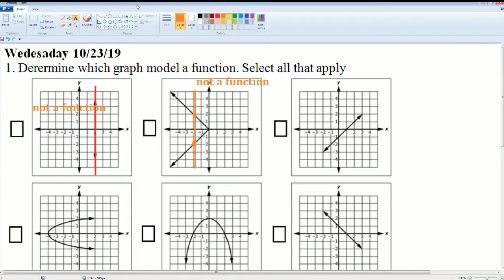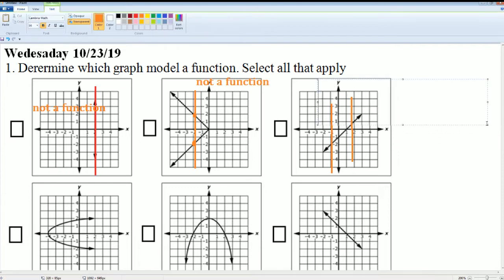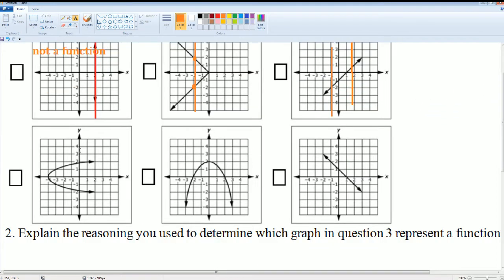Next, let's draw a line straight down. How many points does it cross? One. Let's try it again. Let's draw a line down here. How many points did it cross? One. Okay, seems like it only crossed once. The fact that it only crosses once, we would say this is a function. Good. All right, what about this one?